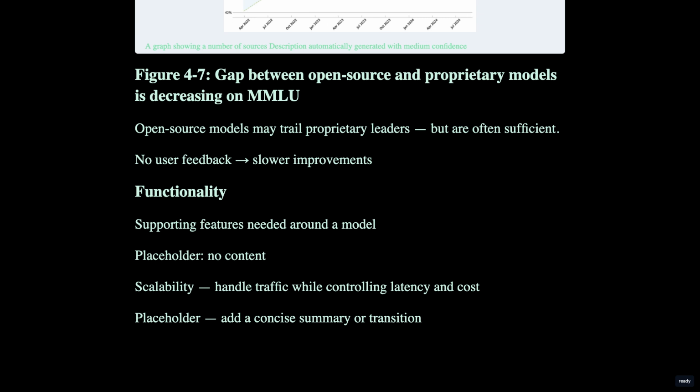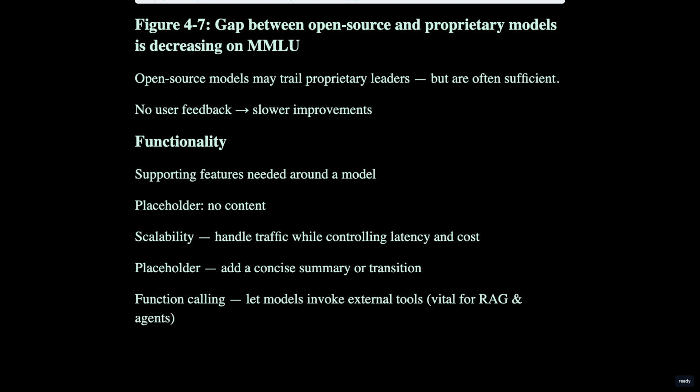Function calling lets a model invoke external tools, or APIs, so its responses can become structured actions, not just text. This capability is essential for retrieval-augmented generation and agentic workflows. See Chapter 6, because it enables fetching, computation, and chaining of tools beyond the model's internal knowledge.